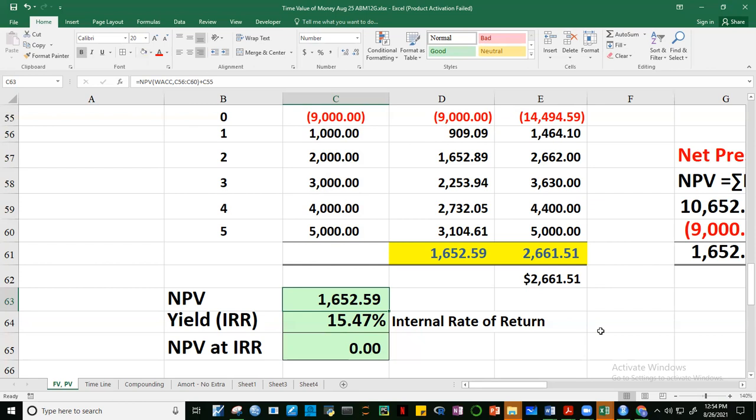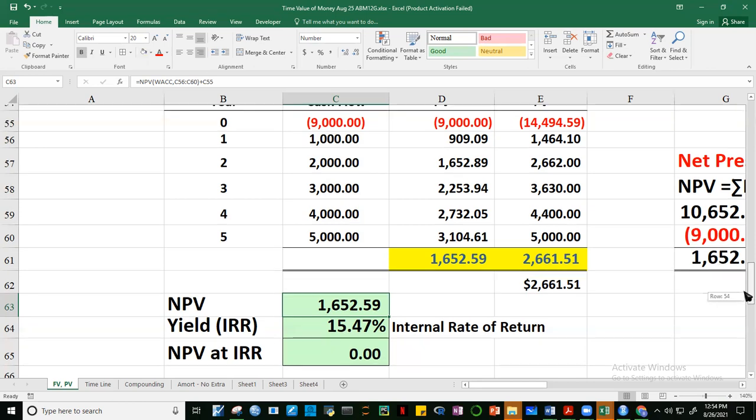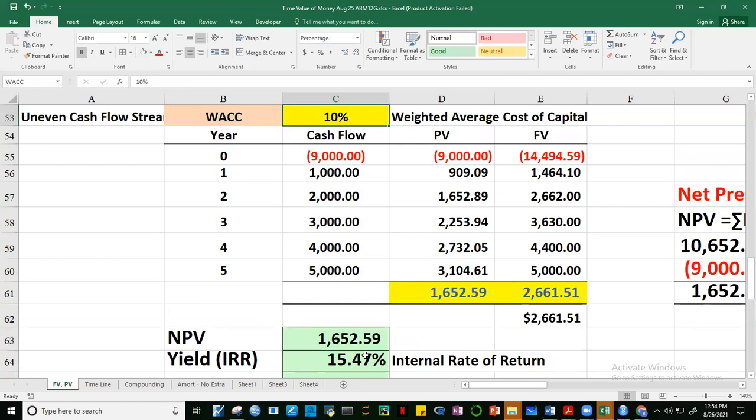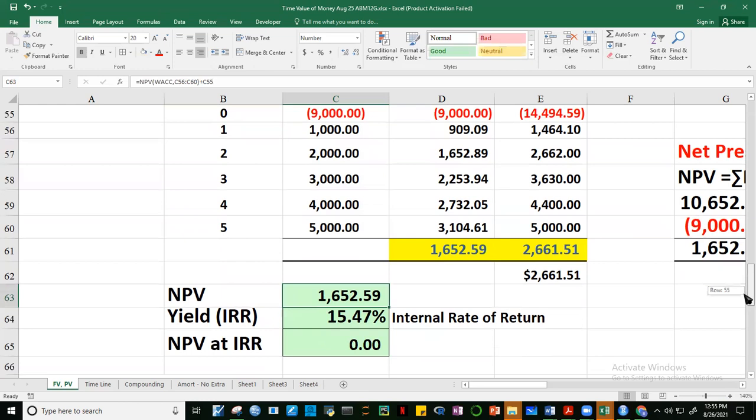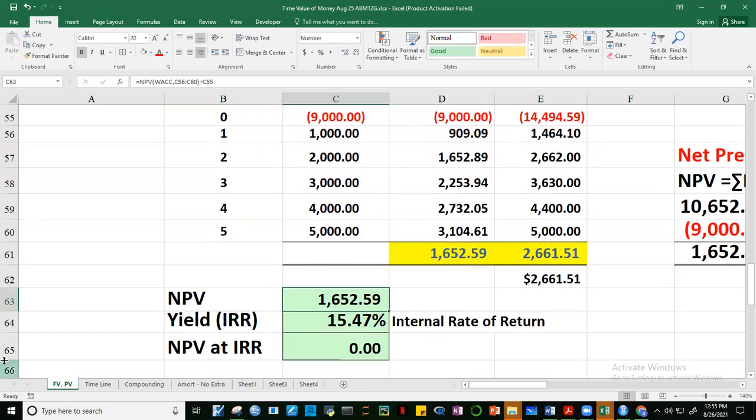Sabi natin, if the IRR is greater than the weighted average cost of capital, then the project is feasible. Okay, so here, since our WACC is 10%, our IRR is 15.47%, then based on IRR, the project is feasible, the project is acceptable. Now, oftentimes, NPV and IRR will agree with their results, but sometimes they may disagree, they may contradict each other, and we said that if that happens, then we follow the NPV kasi mas theoretically sound yung pag-compute ng NPV. Kasi in computing for the IRR, may mga assumptions na ginagamit dyan.